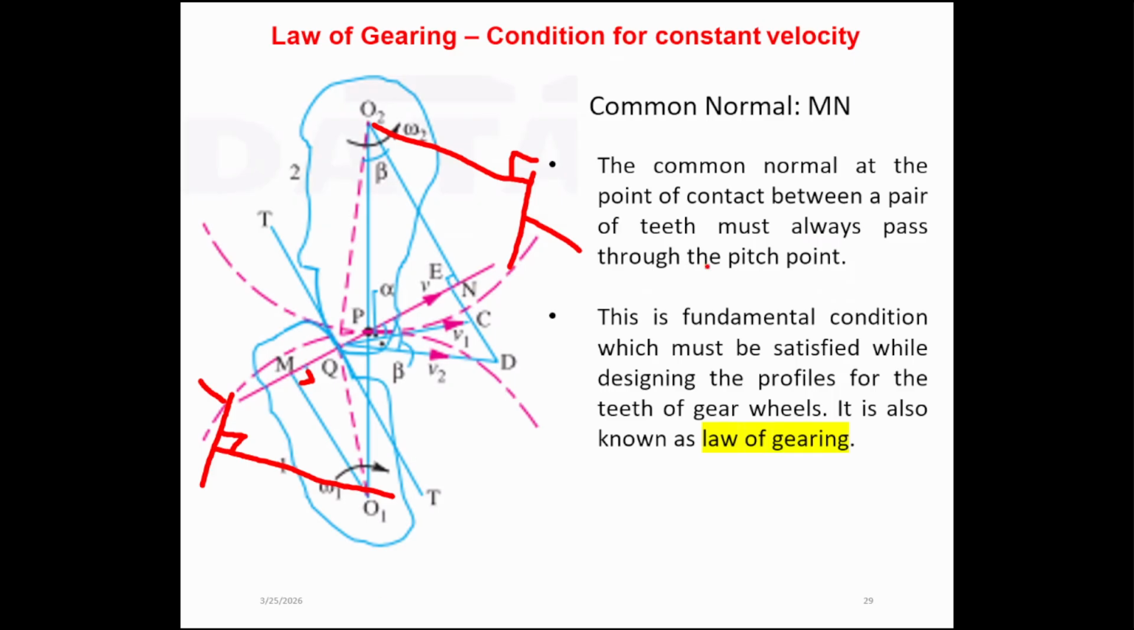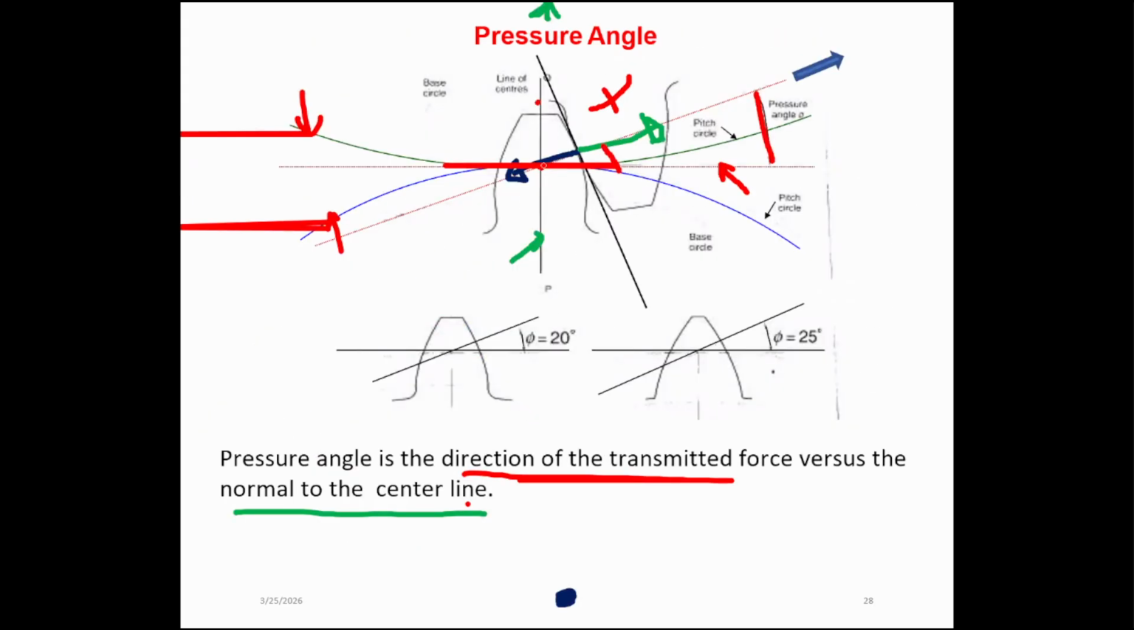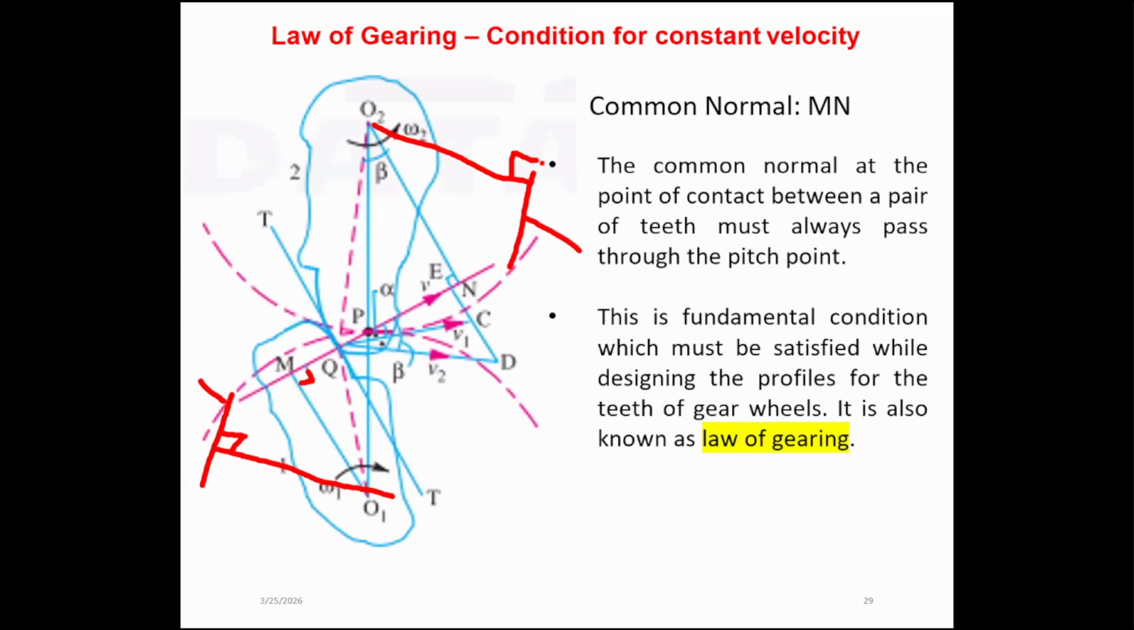So that is the only one, right? Our law of gearing is: the common normal at the point of contact between a pair of teeth must always pass through the pitch point. What is the pitch point now? Yes, this is the pitch point. As I told you earlier, this is the pitch point, the place where pitch circles intersect.